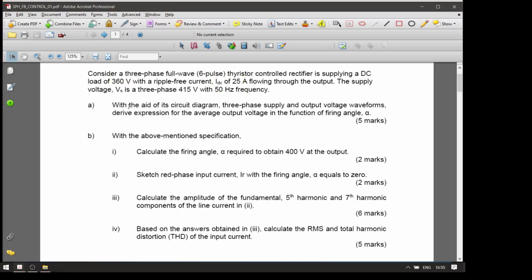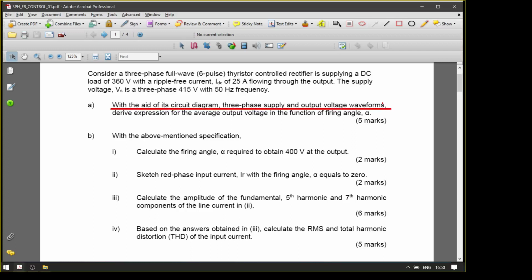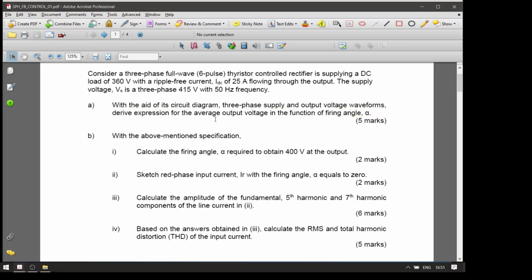Then for part A, when you find this type of question, with the aid of the secondary three-phase supply, you must follow this to get the full marks. If not, you're not going to get the full marks, because each of these has its own individual marks. So you have to sketch the circuit diagram, the three-phase supply and output voltage waveform, and then you just derive. Of course, if you practice a lot, then you can easily answer these questions.